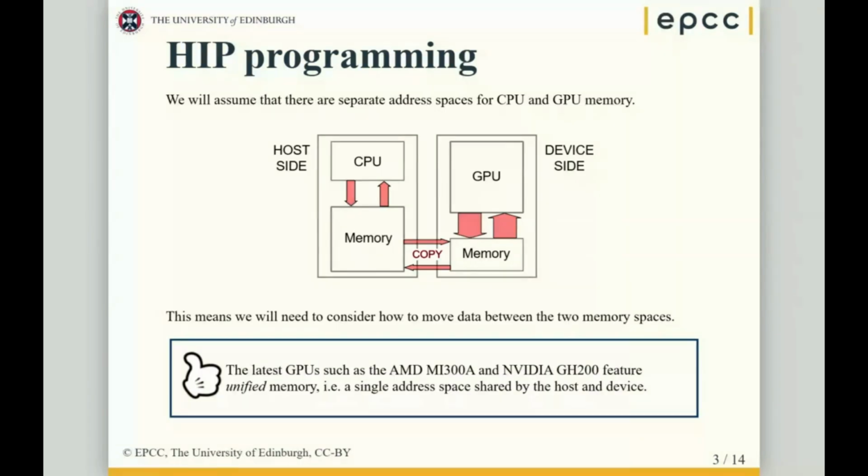Yeah, so the MI300A and the NVIDIA GH200 feature unified memory spaces. This is a single address space shared by host and device. This is a unified address space, but not necessarily unified access speeds and bandwidth. That's very important, especially with the Grace Hopper.